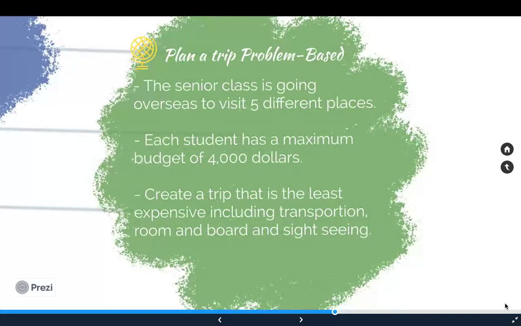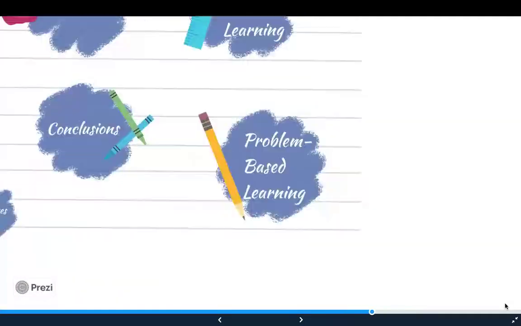The scenario for this topic would be that the senior class is taking a trip overseas to visit 5 different places. The district is giving each student a maximum budget of $4,000. It is up to the student to create a trip that is the least expensive, including transportation, room and board, and sightseeing.